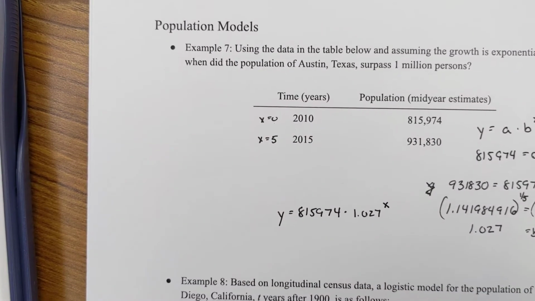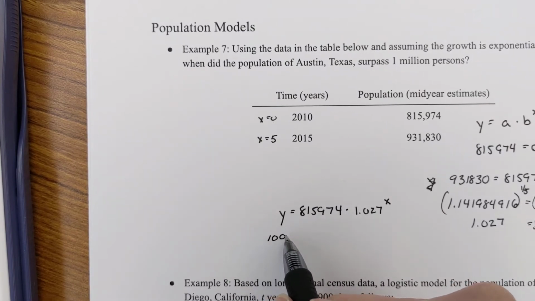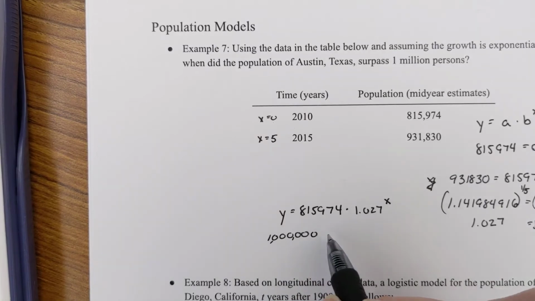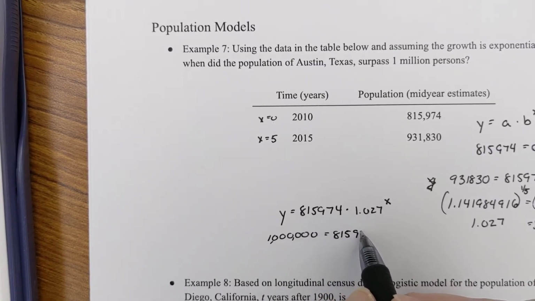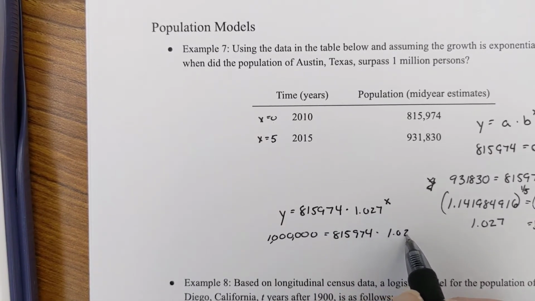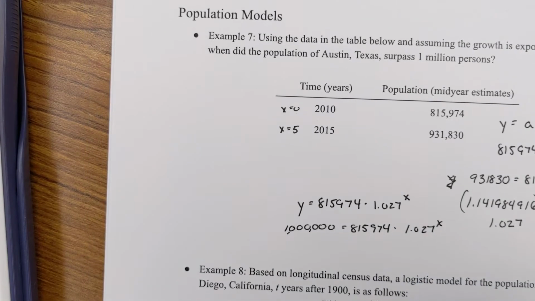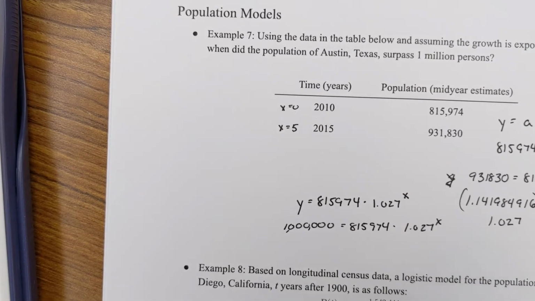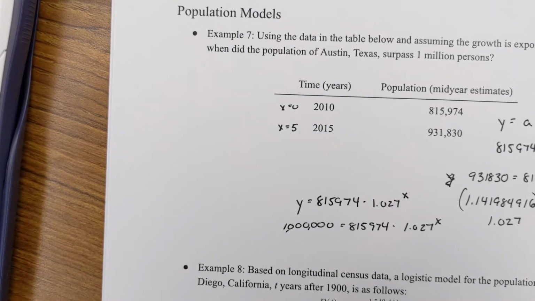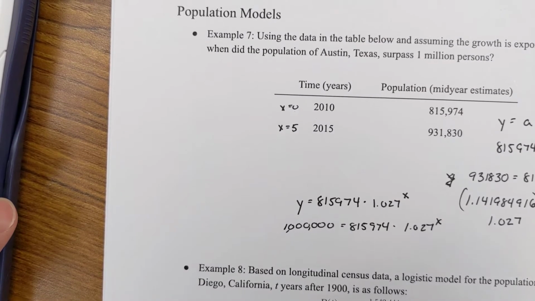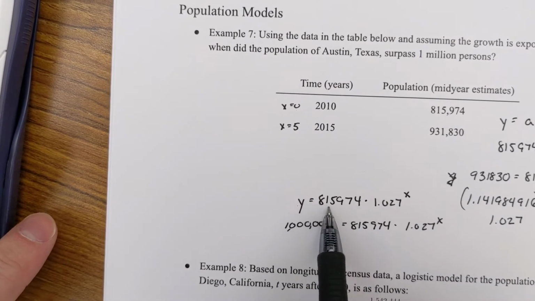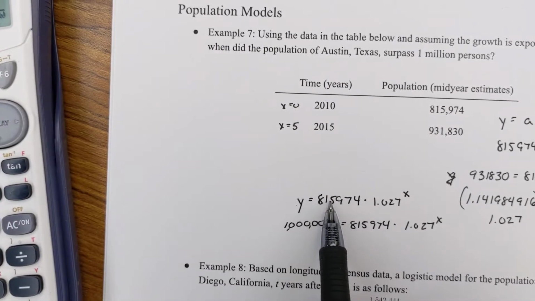And I want to know, when does it surpass 1 million people? So put 1 million in. I think that's a million. Yep. 815,974 times 1.027 raised to the x. And from here, it's guess and check, essentially. Or if you actually graph this function, actually we'll do it that way. We're going to graph this y equals equation.